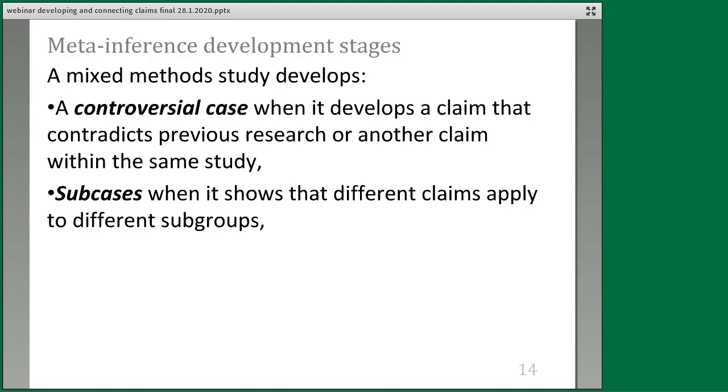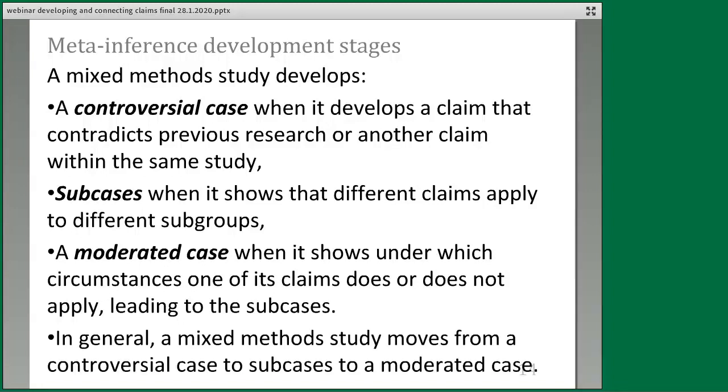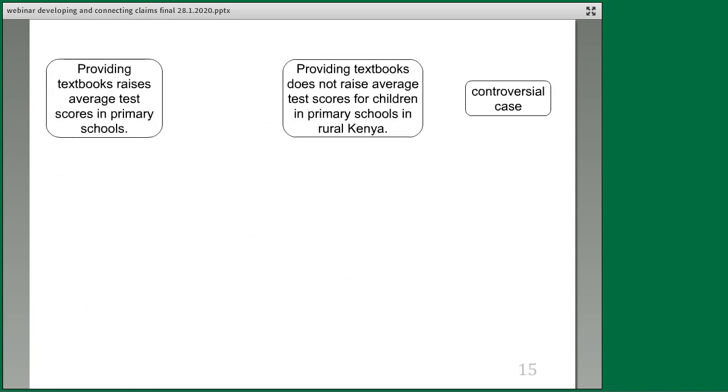It develops subcases when it shows that different claims apply to different subgroups. It develops a moderated case when it shows under which circumstances one of its claims does or does not apply, which leads then to the subcases. And in general, a mixed method study moves from a controversial case to subcases to a moderated case. And we can show this process in our example.